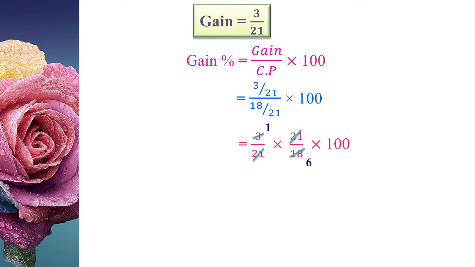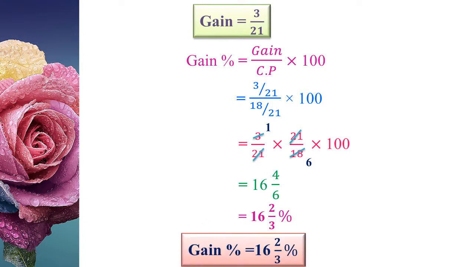1 3 is 3, 6 3s are 18. So 100 divided by 6. On simplifying 100 divided by 6, we get 16 4 by 6. Here we can divide 4 and 6 by 2. So we get 16 2 by 3 percentage. So gain percentage is 16 2 by 3 percentage.